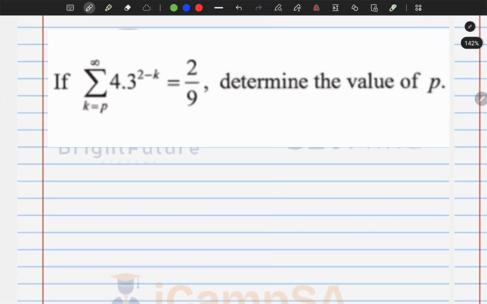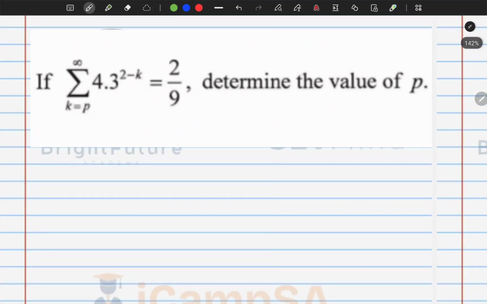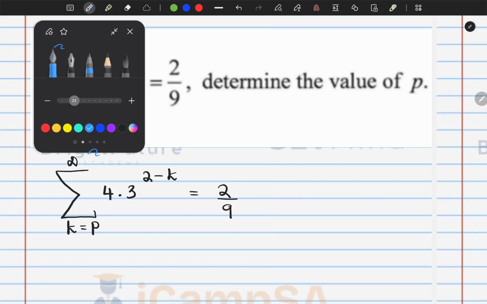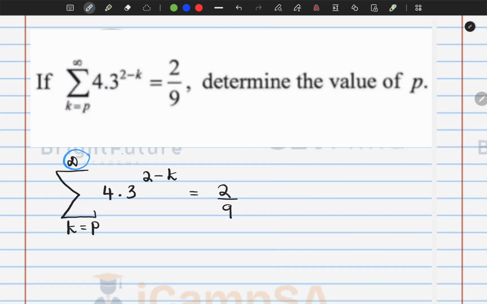So there's a couple of things which we need to make note of, which is that the sum which we are looking for here is a sum to infinity. If you look at our problem, we have k equals p at the bottom, and at the top we have infinity. Then we have 4 times 3 to the power of 2 minus k, and this equals 2 over 9. So the first thing that we need to make a note of is what we have here at the top. What this tells us is that we are finding the sum to infinity.